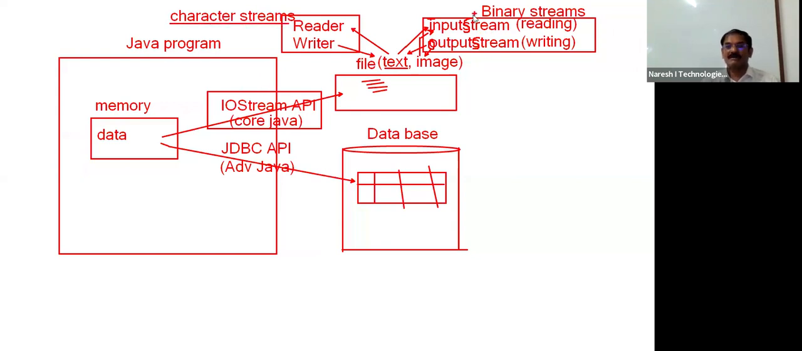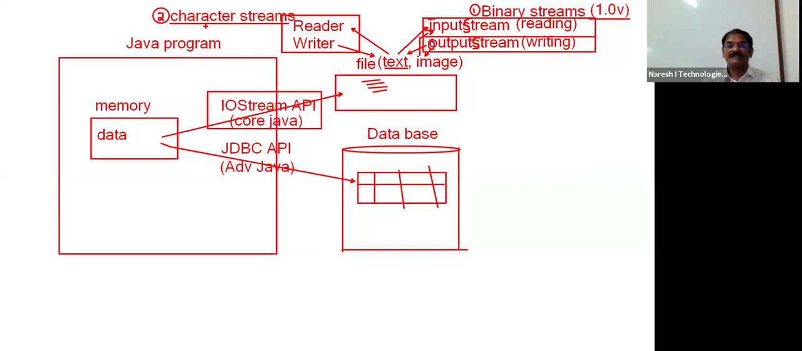there are two types of streams. Number one, binary streams. Number two, character streams. Which streams are available from the beginning? From Java 1.0 version, we have binary streams. From the first version itself, binary streams are available. We use binary streams both for reading text and images. But later, Sun Microsystems realized that input streams have some limitations in reading what data? Character data.